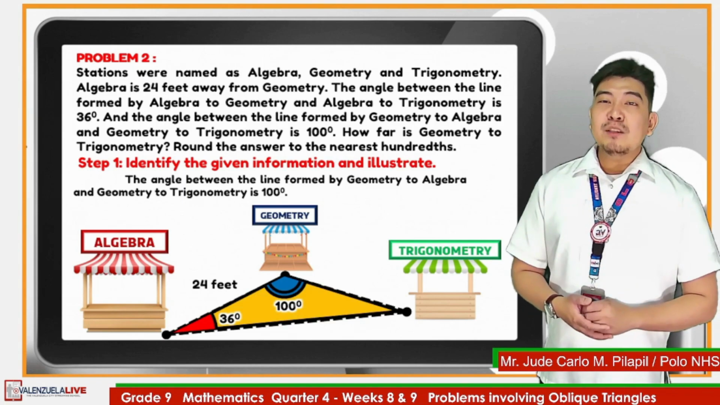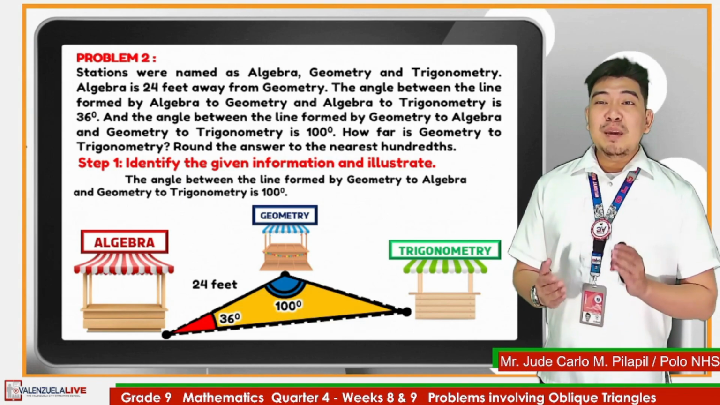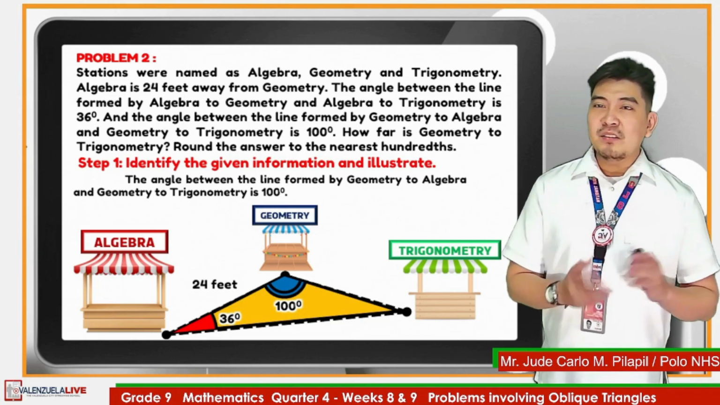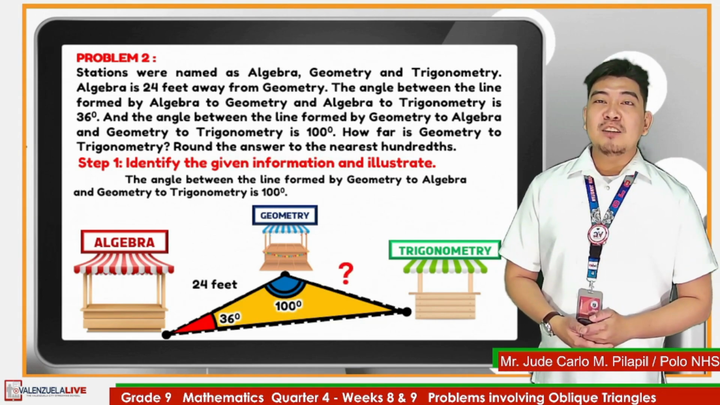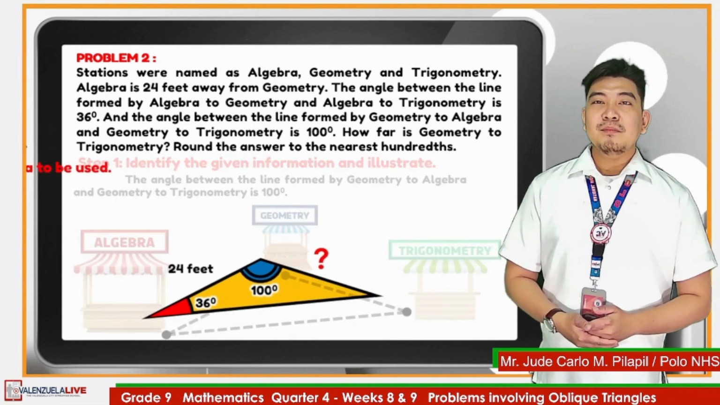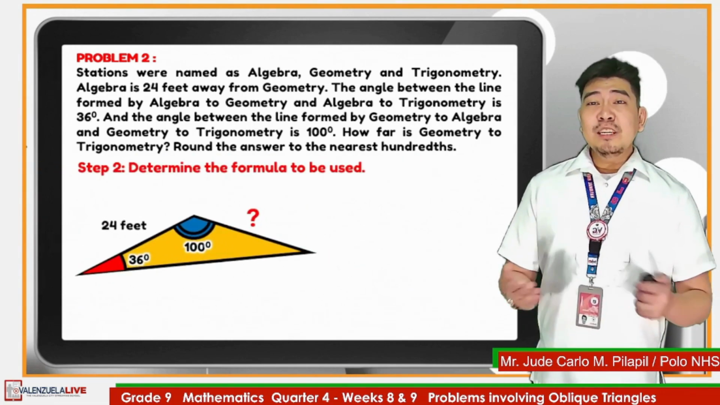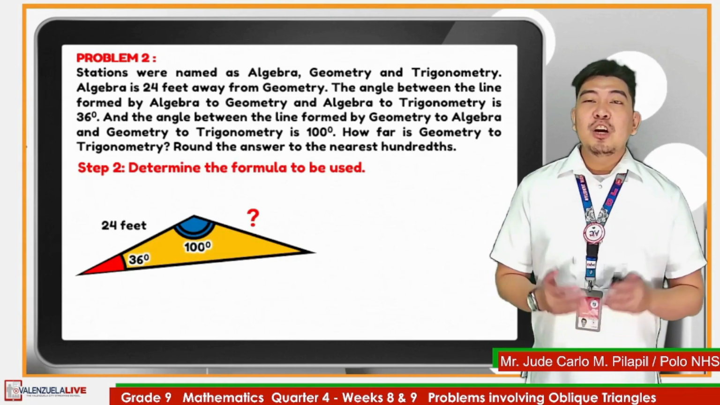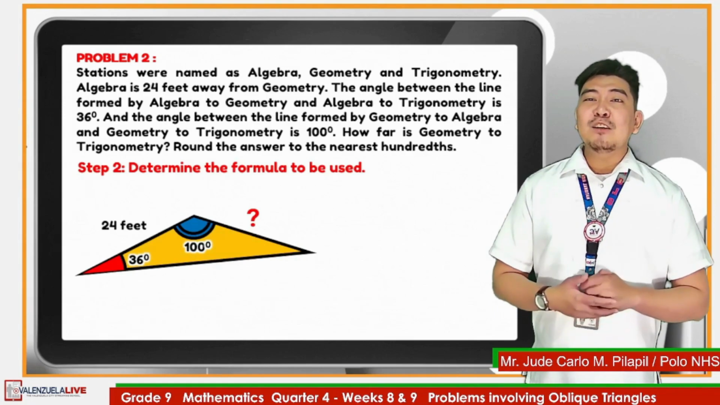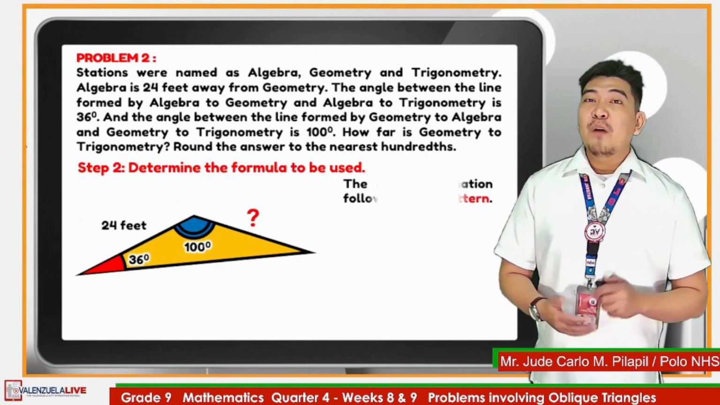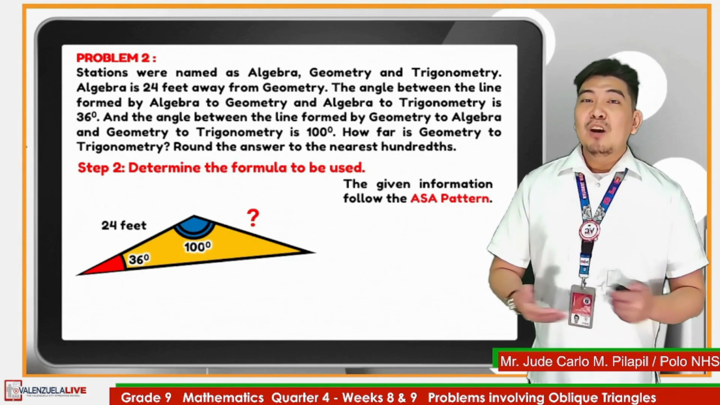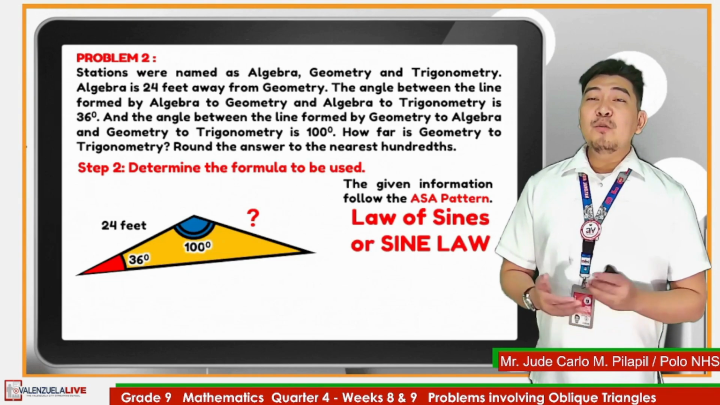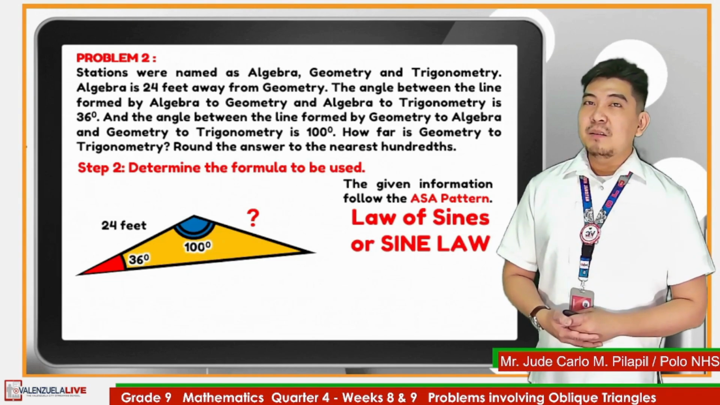How are we going to solve for the distance between geometry and trigonometry? Let us answer that by determining the formula to be used. Using the oblique triangle, there are 2 angles and an included side that are given, following the ASA pattern. With this, we use the law of sines to find the length of the unknown side.